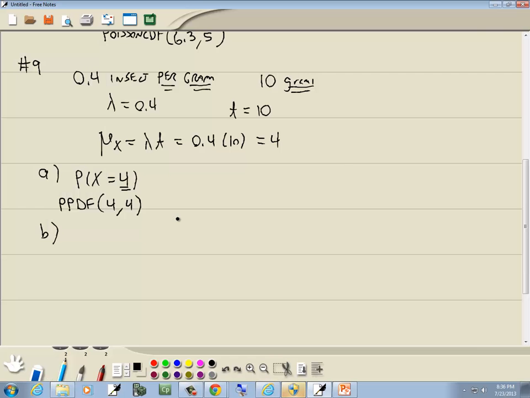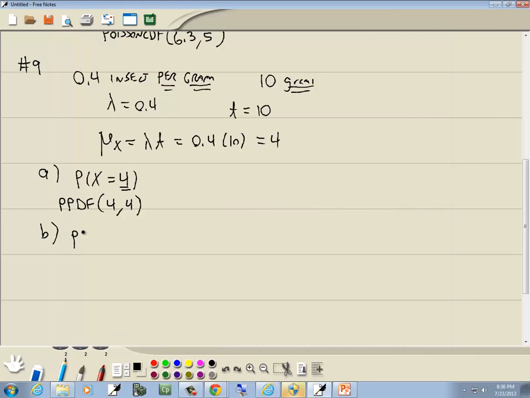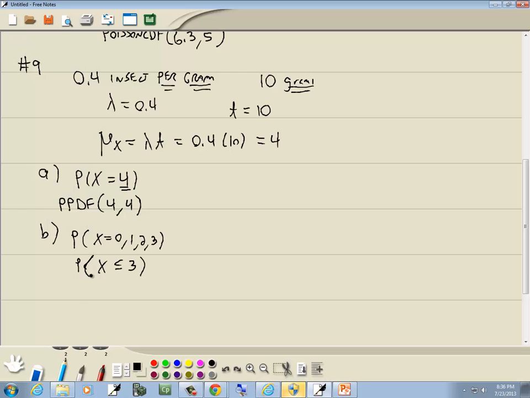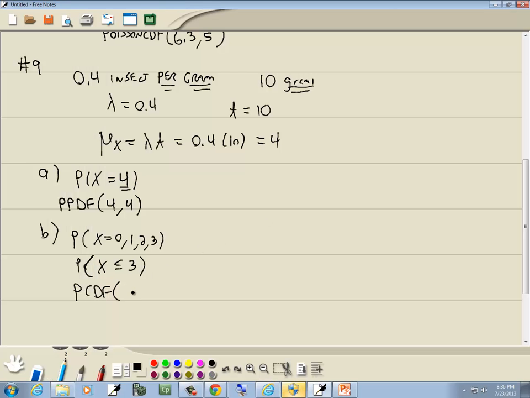Now B. Fewer than 4. That doesn't include 4. So that's 0, 1, 2, 3. If I were to write these with inequalities, this would be x is less than or equal to 3, which is our second form. So we use Poisson CDF. Mean, comma A. The mean was 4, and then A would be this number right here, the 3.